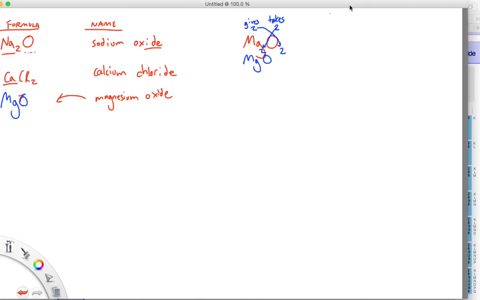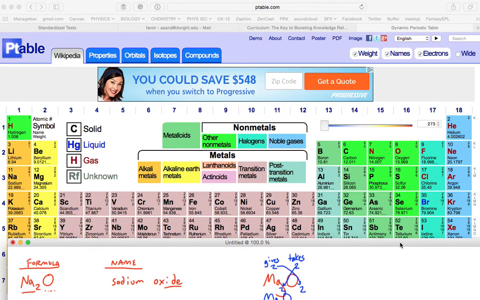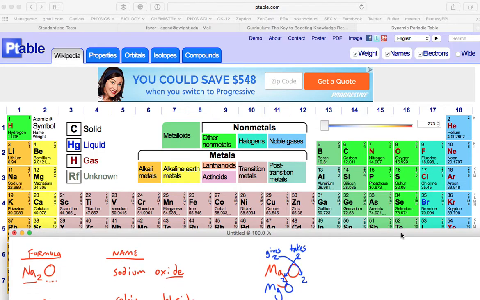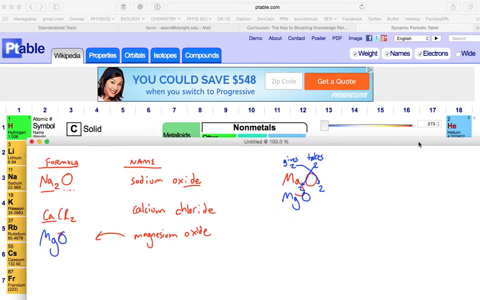Right. Let's do another one, a little bit more difficult one. Let's do... Oh, this is going to be kind of tricky. Yeah, let's make it tricky. Let's do calcium nitride.